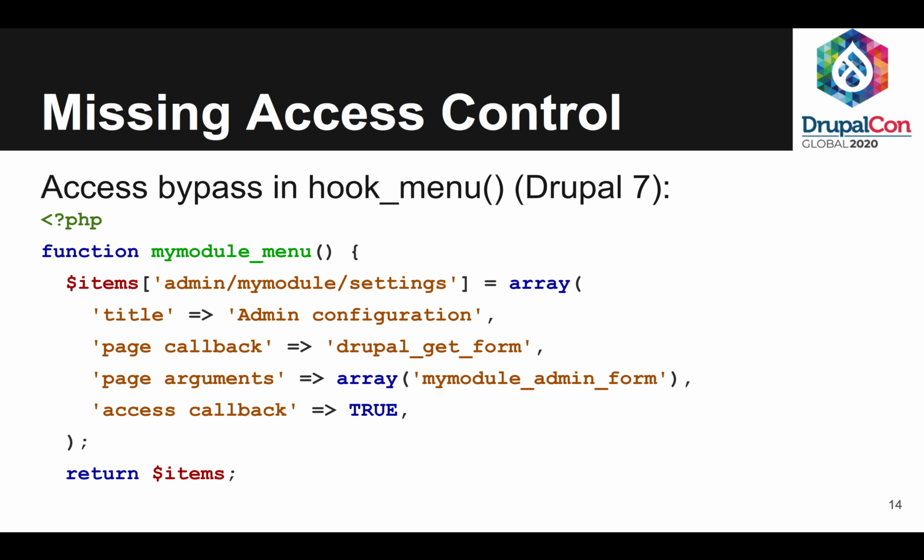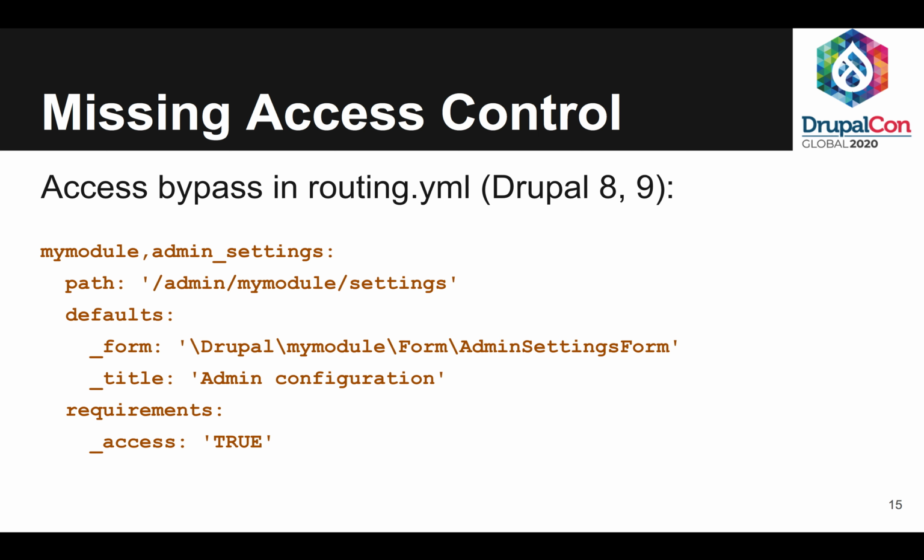This is what it might look like in Drupal 7. We have hook_menu here defining a path or a route, and you see the page callback is drupal_get_form. And importantly, the access callback is set to TRUE. That means there's no access restriction. Anyone who can access this path can access and submit the form and change the administrative settings.